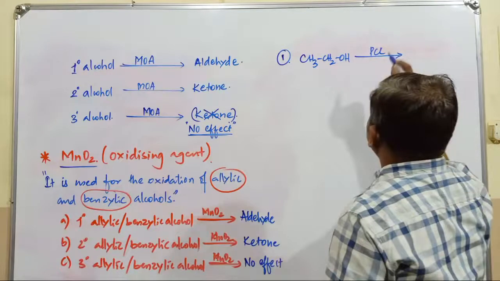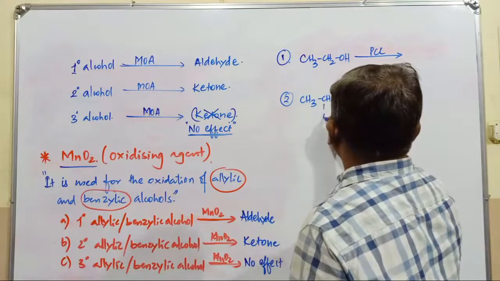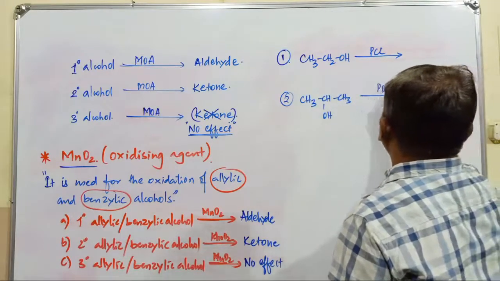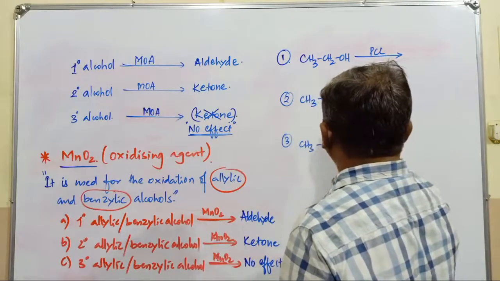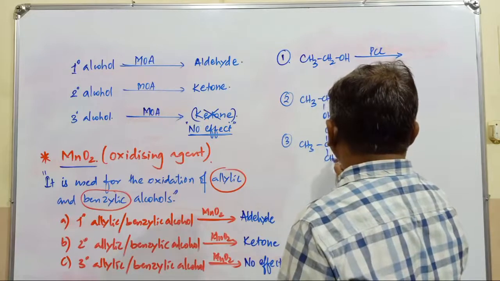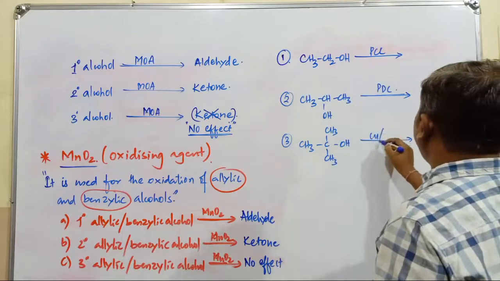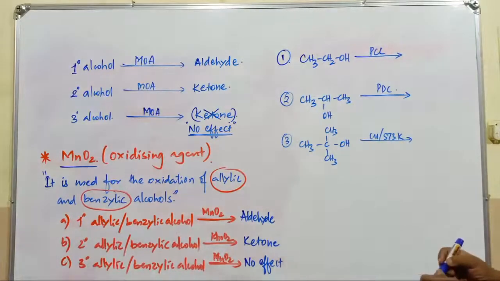Second one, if it is CH3, this is OH in presence of PCC. Third one, if I take CH3, this is C, it is CH3, this is CH3, this is OH in presence of copper at 573 Kelvin. What is the product obtained in case of these compounds?